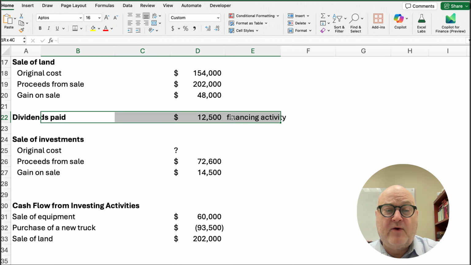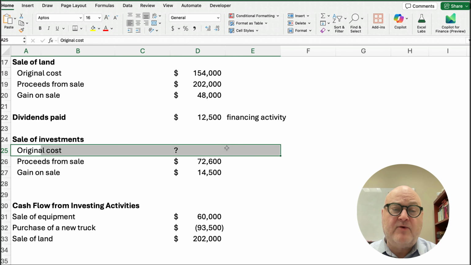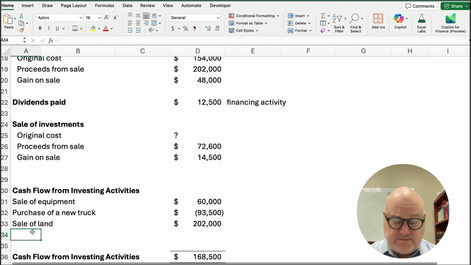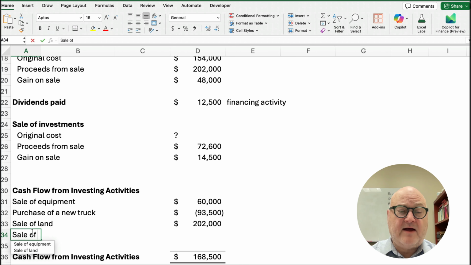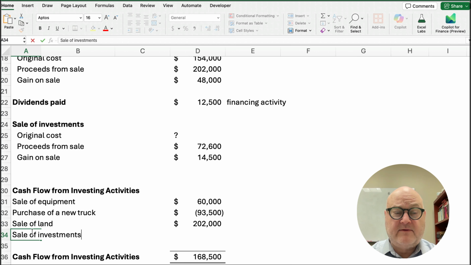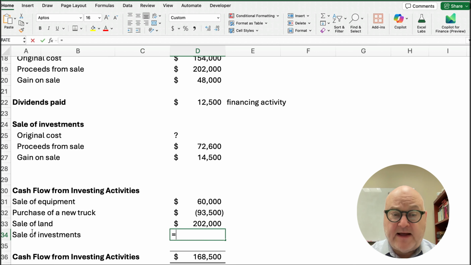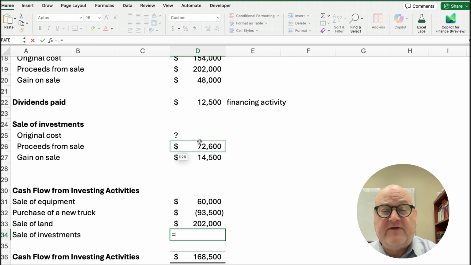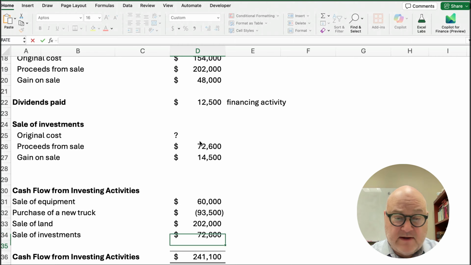Dividends paid, we've ignored it. And then sale of investment. We have original costs. Like, what was the original cost? We don't need to know this on this one. On the income statement we would, but all we care about is the proceeds from the sale. And we have sale of investments, and that's going to be a plus to us of $72,600.